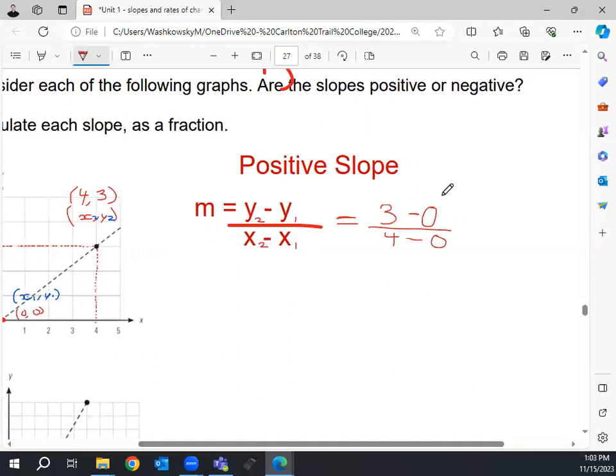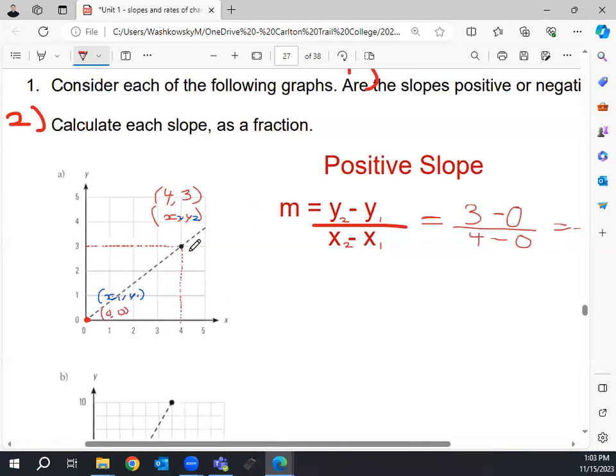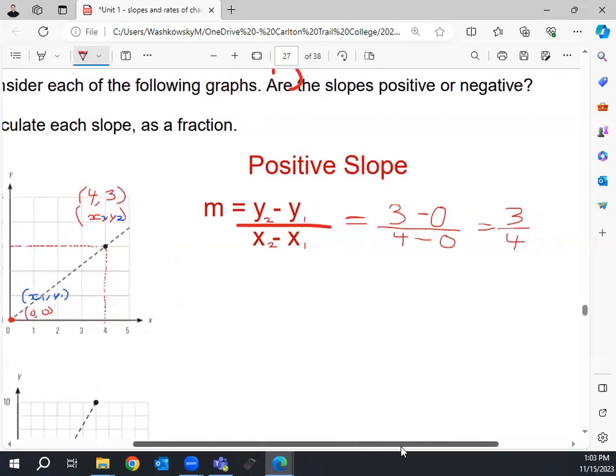Okay, this is not hard math now. 3 minus 0 is 3. 4 minus 0 is 4. So what's my slope? 3/4. For every 3 it goes up, it's going to go 4 across. I have evidence of this right here. So this would be my final slope. And not only that, you see how it's a positive slope.